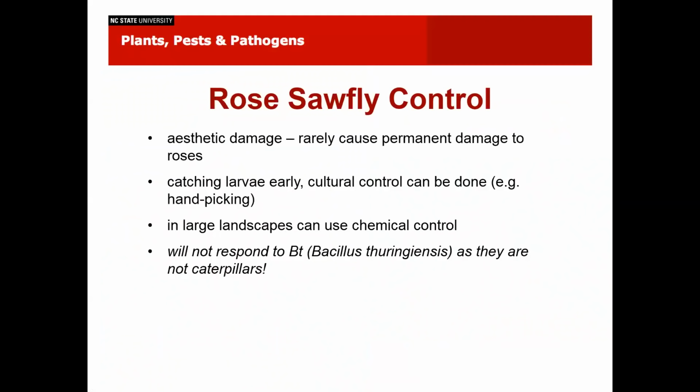Now, speaking of that, the damage rarely causes death in the plants, unless it's severe year after year and it begins to be detrimental to the plant. It's really aesthetic damage. Now, if you know what you're looking for, if you know you have infestations, basically catching the larvae early, you can actually pick off leaves or pick off the individual larvae off your plants if you only have a few plants, just searching on the underside of the leaves, searching around, and that should help control them. In large landscapes, you can use chemical control.